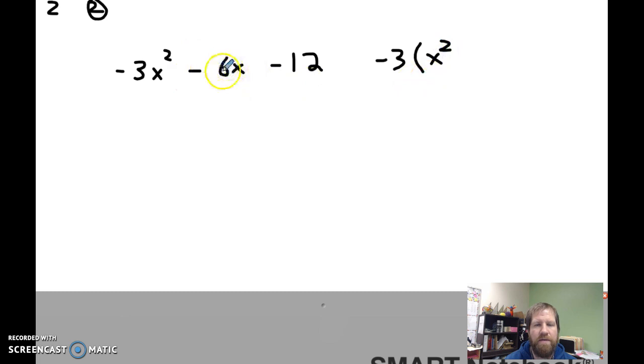If I pull out negative 3 from negative 6x, I'm going to be left with a positive 2x. And if I pull out a negative 3 from a negative 12, I'm going to be left with a positive 4. And there we have it, a factored trinomial. This is as simplified as we can make it until we get a value of x.